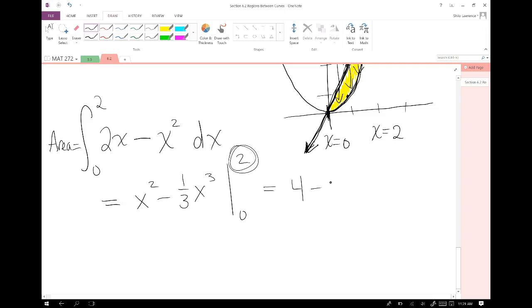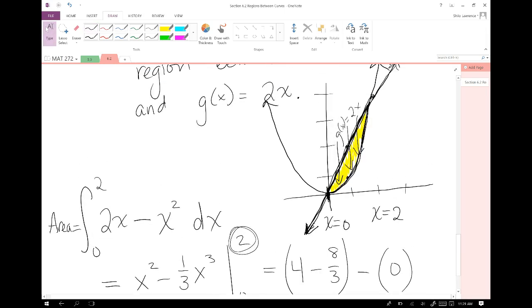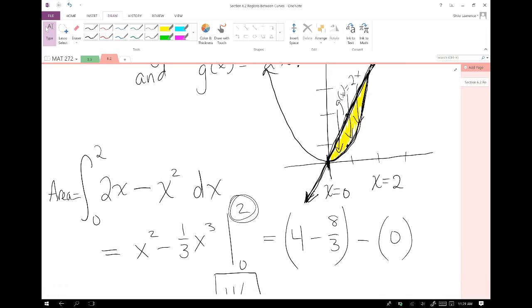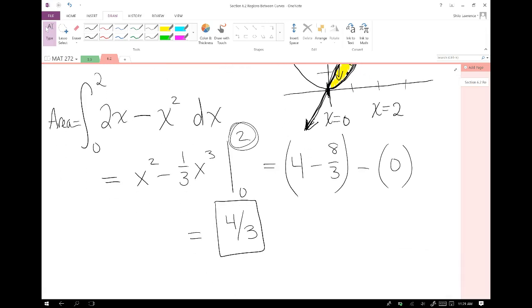And we get 4 minus 8/3. And then we plug 0 in, and we get 0 minus 0. So we just have to figure out what 4 minus 8/3 is, and we'll have our answer, which is actually 4/3. So the area of that odd little region, which we would never be able to find with any sort of geometric formula because it's so odd-shaped, we could easily do it with calculus, is 4/3.